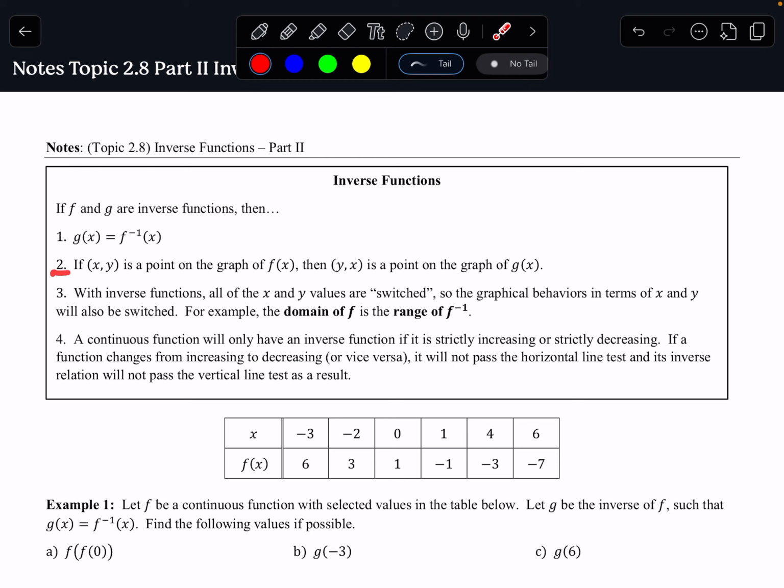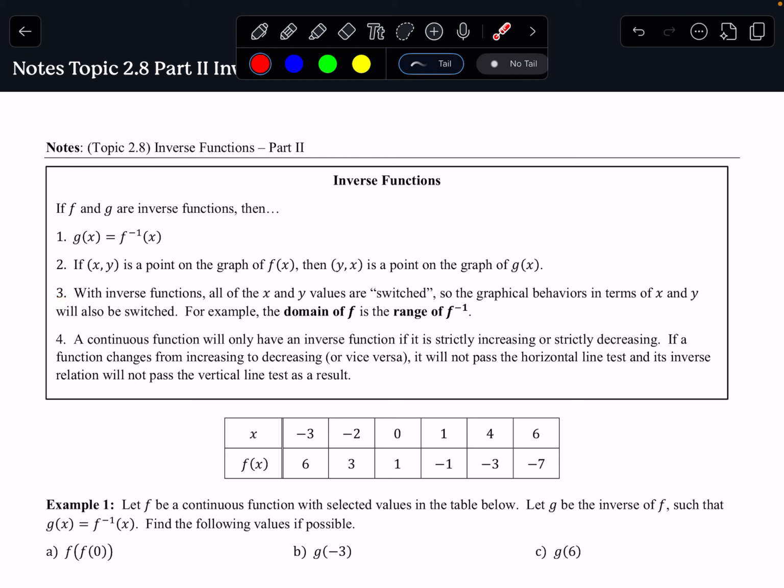Look at number 2. It says that if (x, y) is a point on the graph of f, then (y, x) is a point on the graph of g. Because remember that f and g, those two functions, are inverses. So all you do, take (x, y), switch it to (y, x), that point has to be on the inverse. And that's what we did yesterday. You just switch your x and your y.